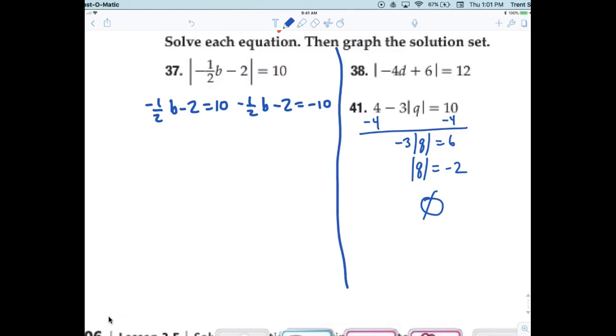So if I add 2, I get what? 10 plus 2 is 12. Then to do a fraction, multiply by the reciprocal, right? So I'm going to multiply both sides by negative 2. I'm expecting you guys to be able to say that's just b equals negative 24. Thank you. Does everybody agree?